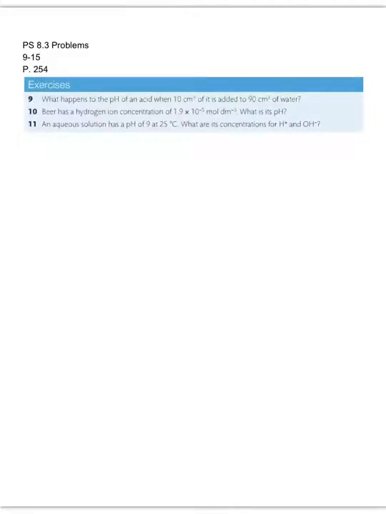Question number 9 asks, what happens to the pH of an acid when 10 cc's of it is added to 90 cc's of water? So they've increased it by 10% because it's 100 milliliters of water. So the concentration of H plus is going to decrease when you add the water. So your pH is going to increase.